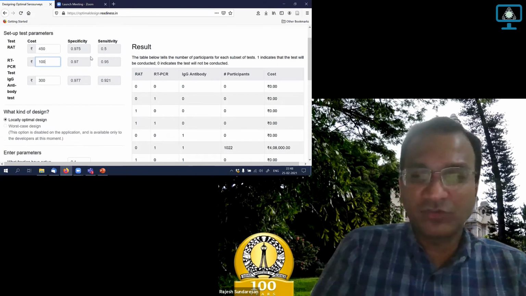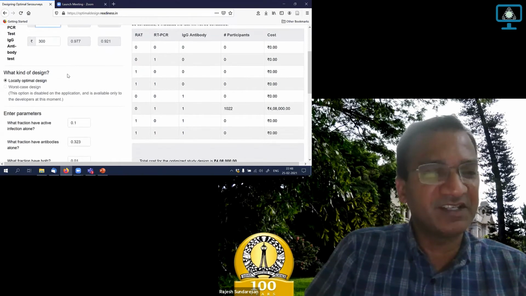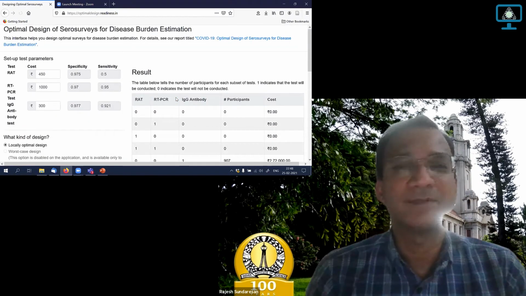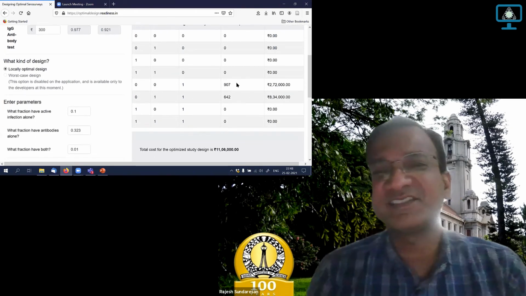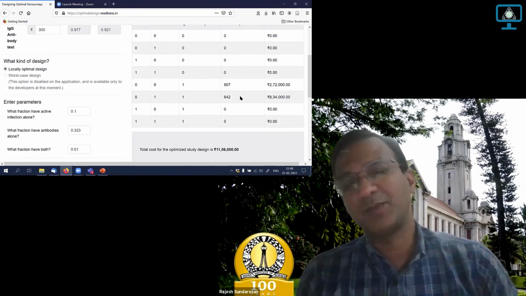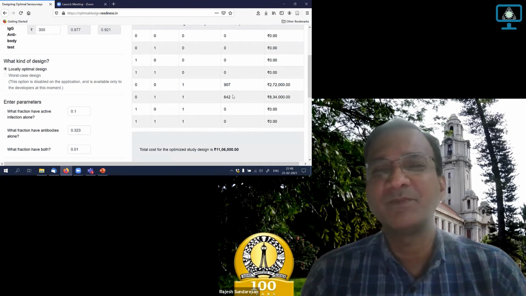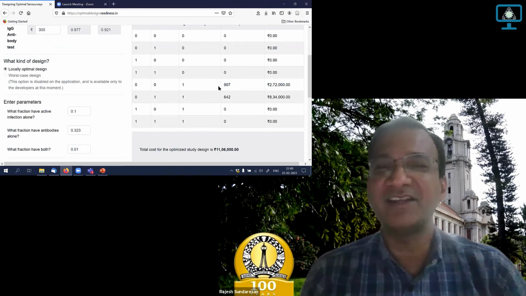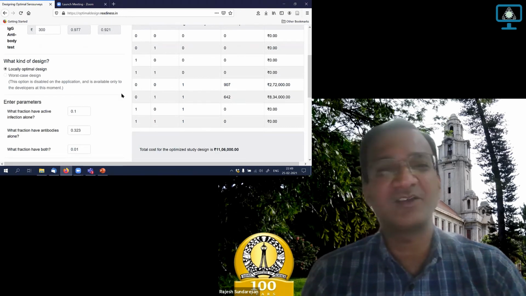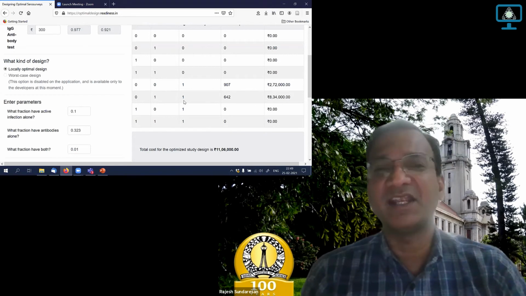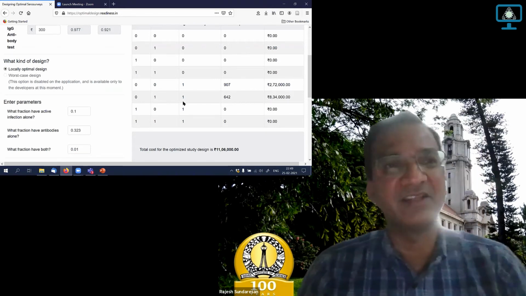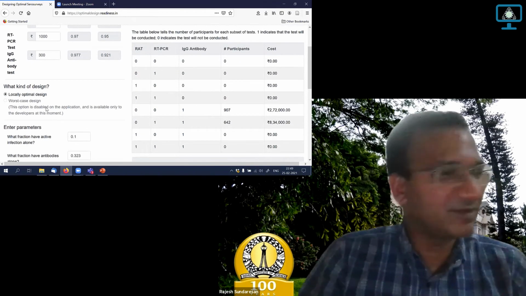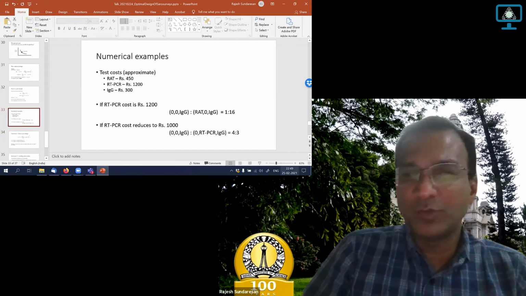If I increase the cost of the RT-PCR test to 1,000 rupees, and then I run this once again, you will see a new design now. Here is the new design. So it suggests that about 2/3, maybe 3/4, closer to 3/4 perhaps, should be RT-PCR tests and antigen tests, 907 antibody tests alone, and 642 RT-PCR and antibody tests. So that's the survey design. So we built this tool so that epidemiologists can use this. I'll now come to some other designs. So that's the numerical example.